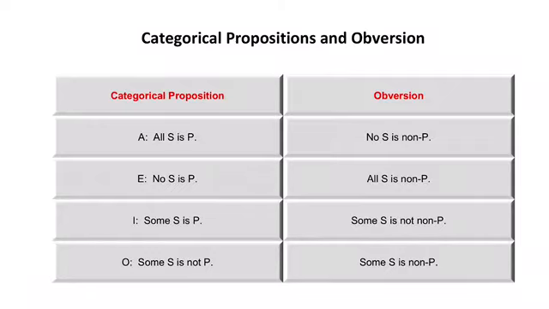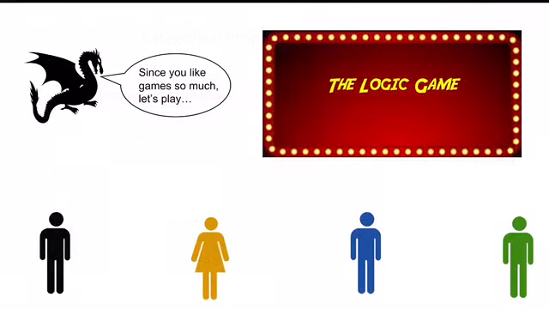And then finally we have O, some S is not P. And so we change that to some S is non-P. All right, we've changed the negative is not to the affirmative is. And again, we've given the complement of P, which is non-P. Now I think we're going to need some help understanding that, and so do our little friends. Logic Dragon comes up and says, since you like games so much, let's play the logic game.